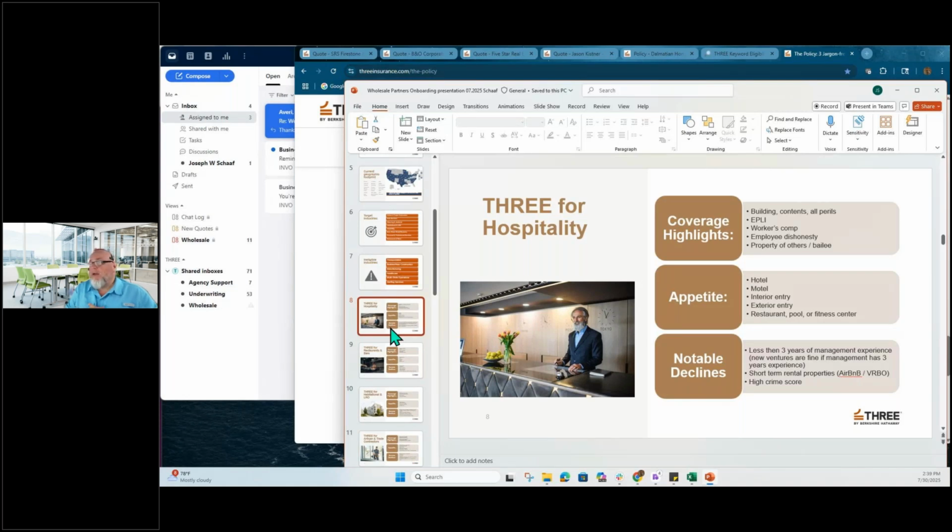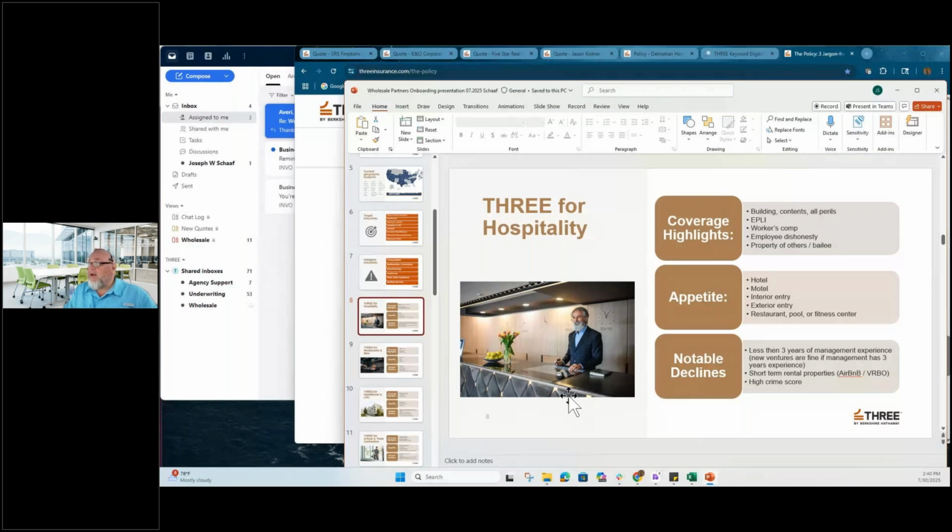So moving along to the appetite, hospitality I put as our number one because this is where we got started. Like I said, we have a very robust policy for hotels and motels. We include motels with exterior entry, which is a very difficult category to find for a lot of carriers. So that's something we do have, which is really nice. You can include restaurants, pools, and fitness centers. When you start talking about water parks, on the other hand, that's something we do not have the ability to insure.